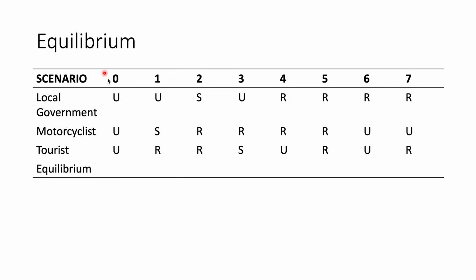For scenario 0, the result is unstable for everyone, so it's not an equilibrium. In scenario 1, there is one unstable, so it's also not equilibrium. Scenario 2 consists of one sequential and two rational, so it's equilibrium. Scenario 3, one unstable, not equilibrium. Scenario 4, one unstable, not equilibrium. Scenario 5, all are rational, so it's equilibrium. 6 and 7 also have unstable, so they're not equilibrium. So as we can see now, the equilibrium is on scenario 2 and scenario 5.